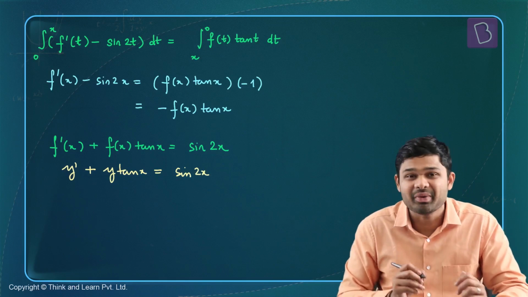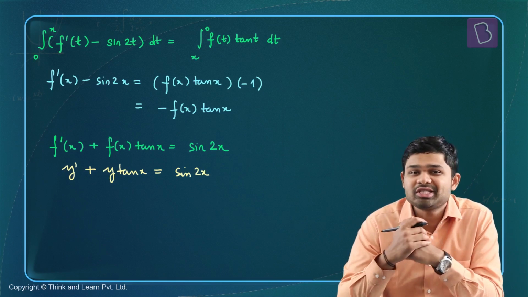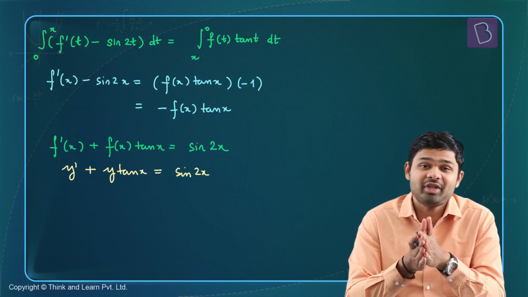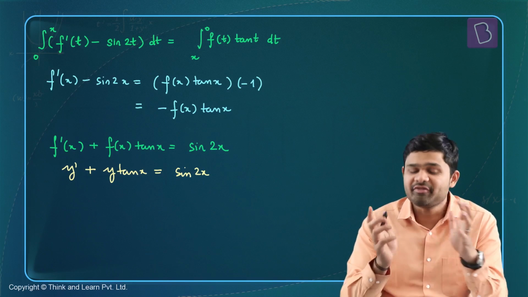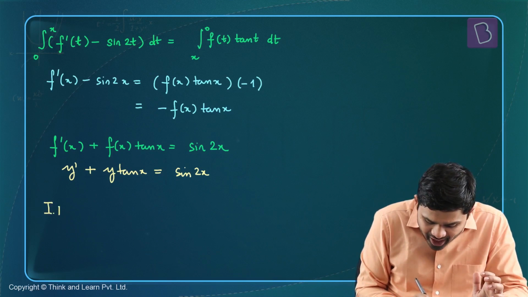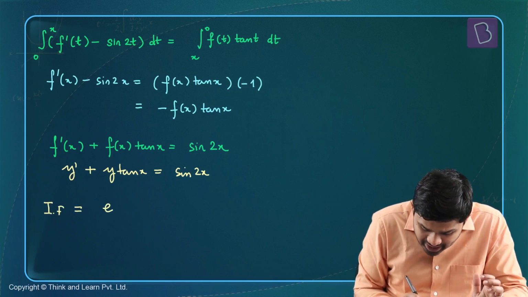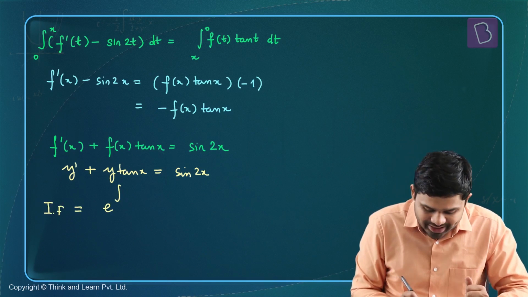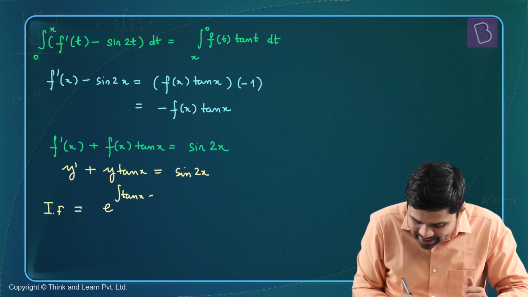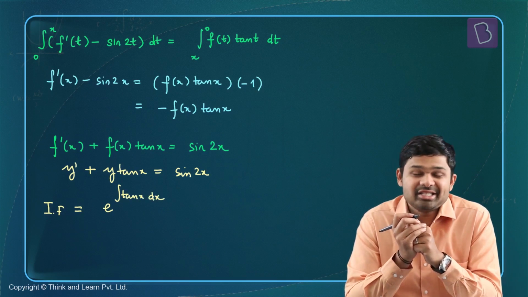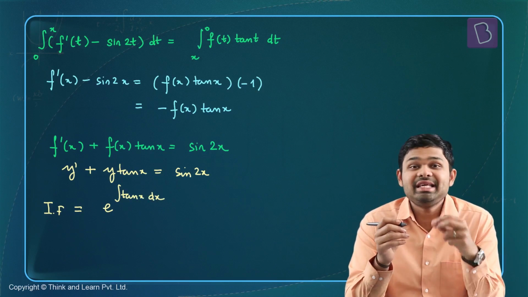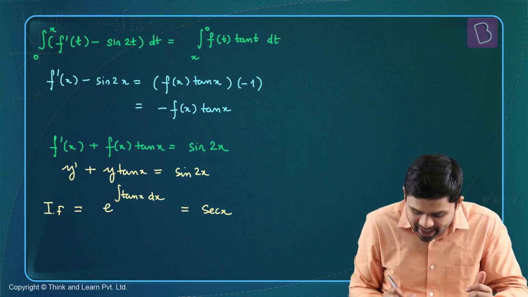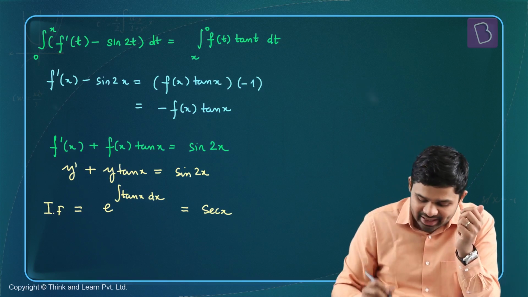It's a linear differential equation, and we are going to solve this using the method that is there for solving linear differential equations. First, find out what the integrating factor is. The integrating factor will be nothing but e power integral of whatever is multiplied to y here. So that's tan x. So e power integral tan x dx. Well, integral tan x is log secant x. E power log secant x is going to be simply secant x. So my integrating factor is secant x.